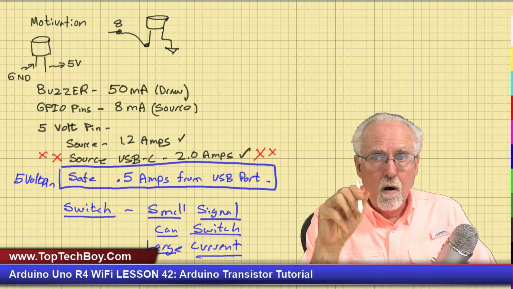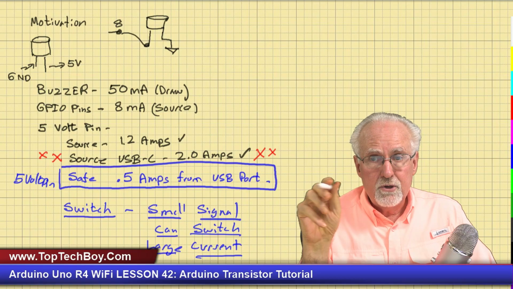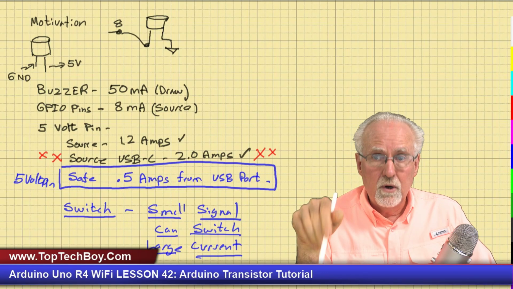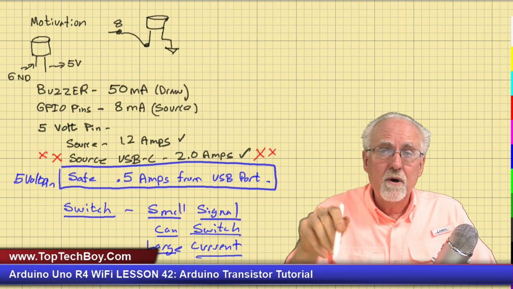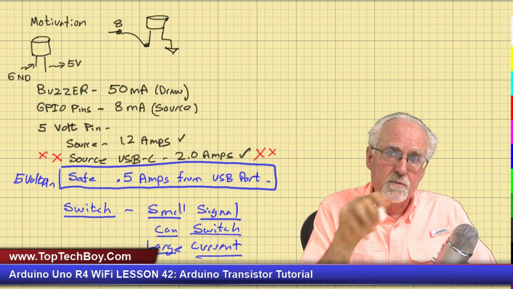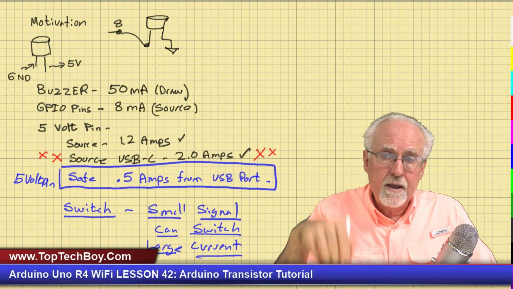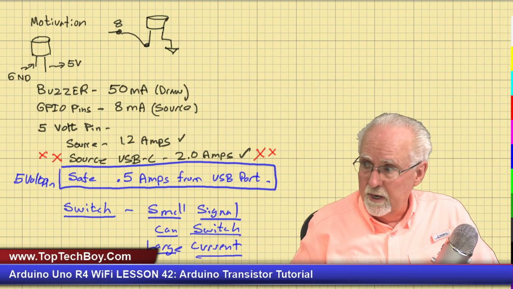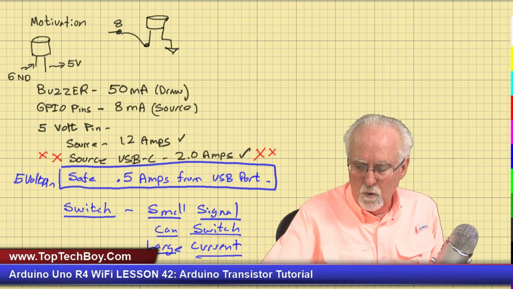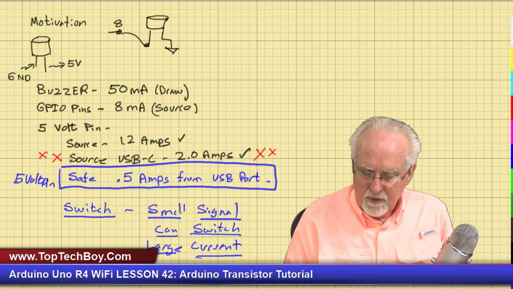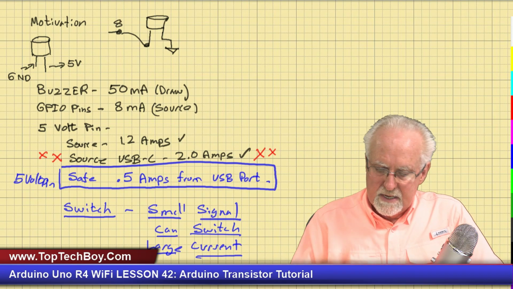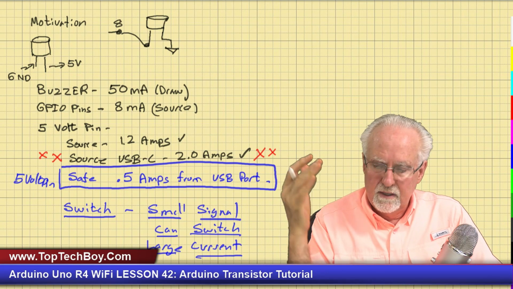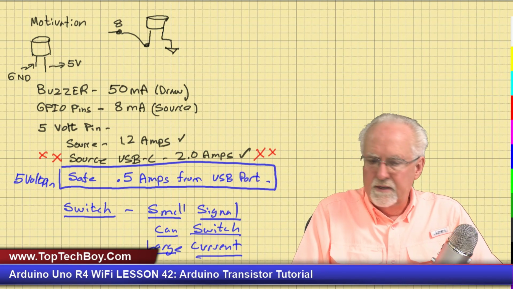A small current signal to the transistor will turn the transistor on and off, and the transistor can handle a much larger current. So I have a small current or a small voltage turning on and off a large current. Does that make sense? I hope it does. Okay, so what I need is an electronically controlled switch, and that is a transistor.